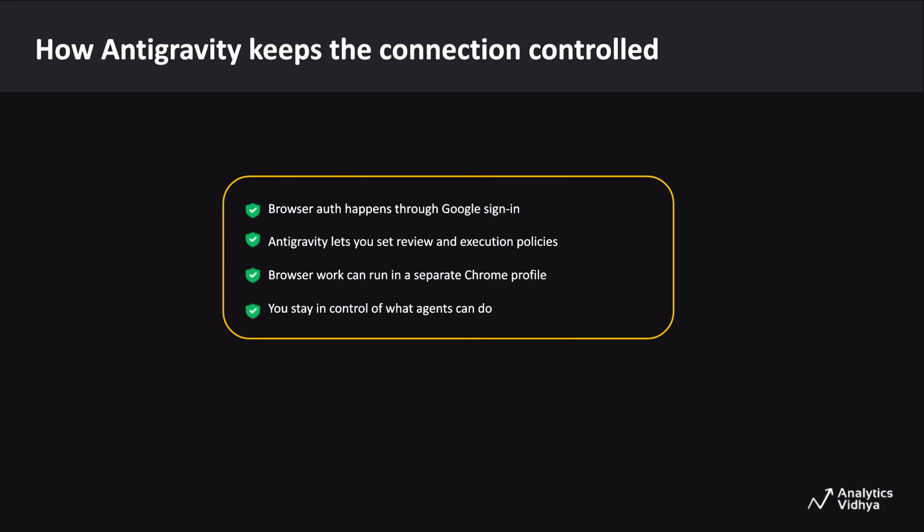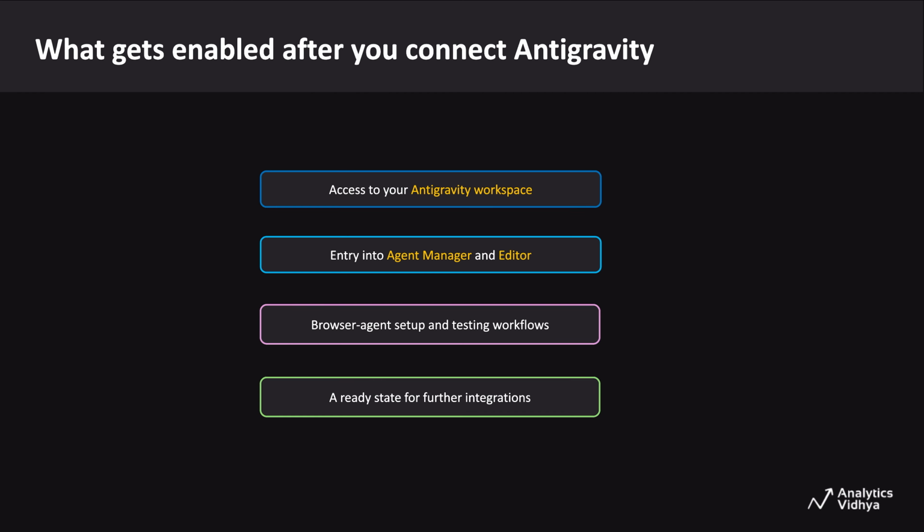An important thing to understand here is that Antigravity is designed to keep this connection controlled and reviewable. Authentication happens through Google Sign-in, and Antigravity also allows you to define review and execution policies. On top of that, browser-based work can run in a separate Chrome profile, which helps keep your normal browsing environment separate from agent activity.